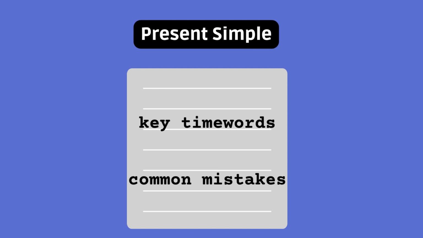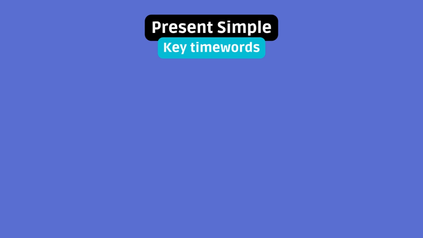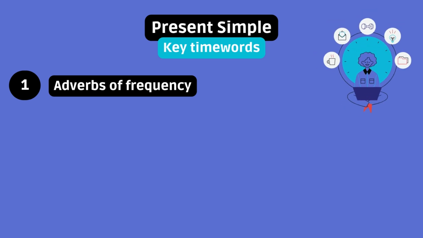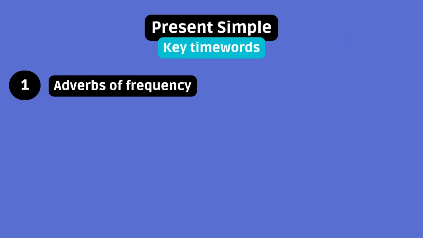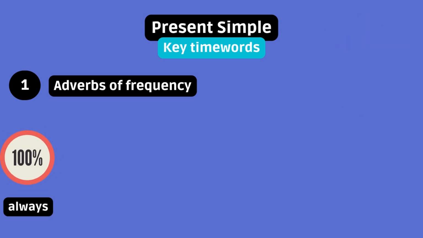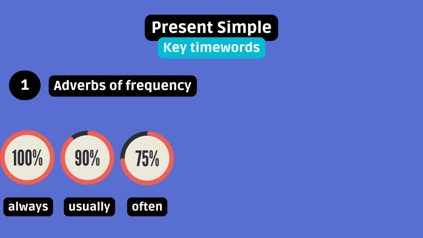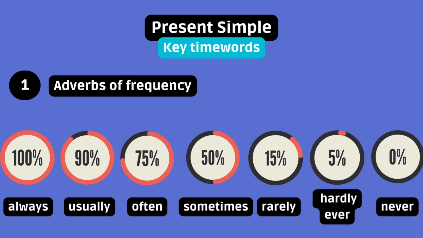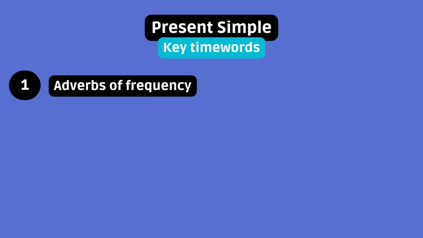Okay, let's get started. Key time words. We can divide the main time words used along the present simple in 3 groups. 1. Adverbs of frequency. In the present simple tense, adverbs of frequency are very common as they express the frequency of a habit or routine. They include, but aren't limited to, always, usually, often, sometimes, rarely, hardly ever, and never. When using them, remember the following.